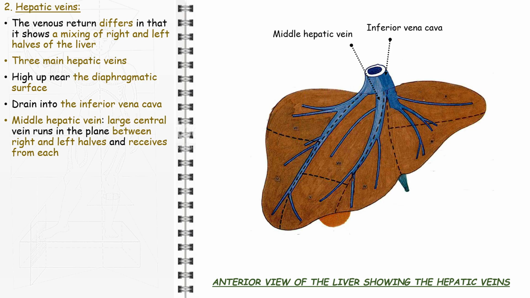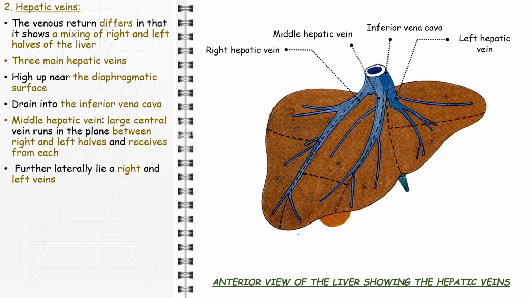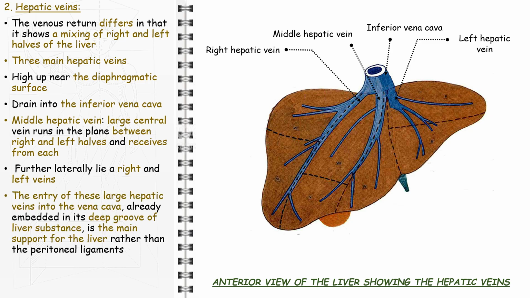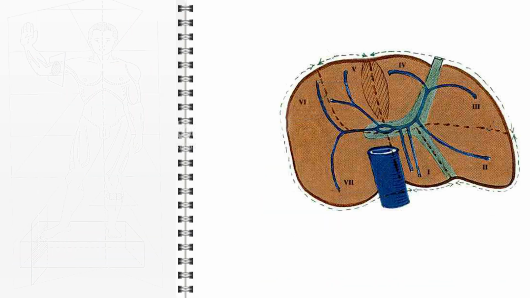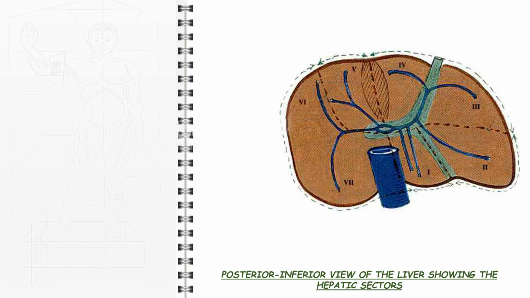Further laterally lie the right and left veins. The entry of these large hepatic veins into the vena cava, already embedded in its deep groove of liver substance, is the main support for the liver rather than the peritoneal ligaments. Several small accessory hepatic veins enter the vena cava below the main veins, including a separate vein from the caudate lobe. The interest of the study of the veins of the liver is not limited to the classic descriptive approach.